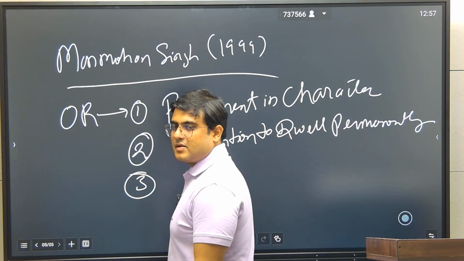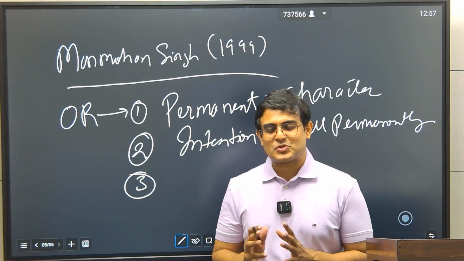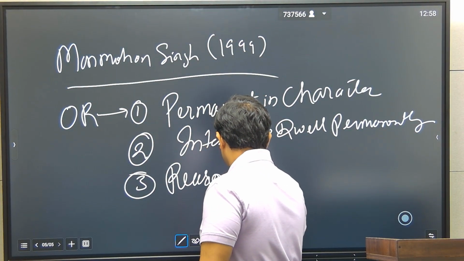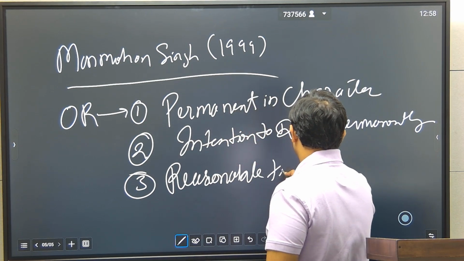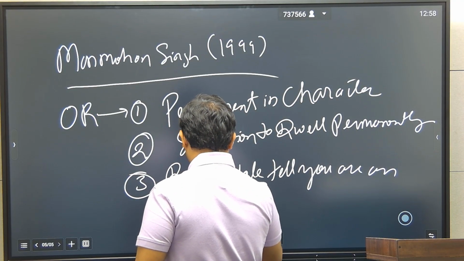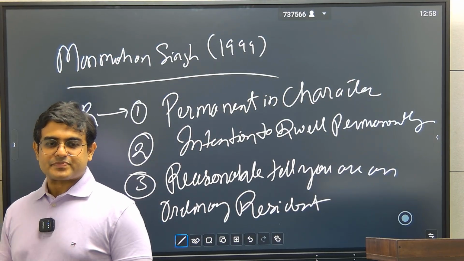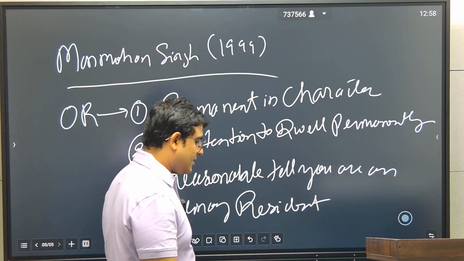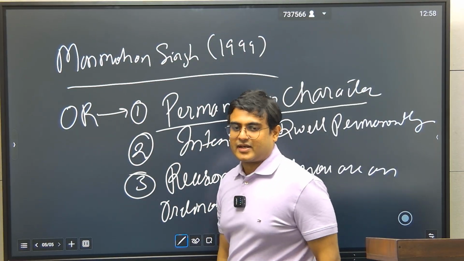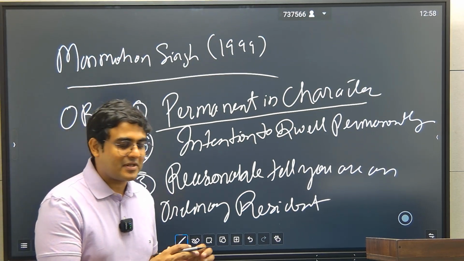You have an intention to dwell permanently. Further, the courts also said that a reasonable man should tell that this person is an ordinary resident. Okay, it's a bit technical word used by the courts. In the Manmohan Singh case, the former Prime Minister, it said the residence should be permanent in character. Intention to dwell permanently, and a reasonable man should tell that this person is an ordinary resident.